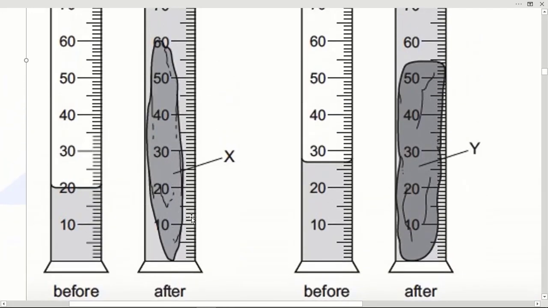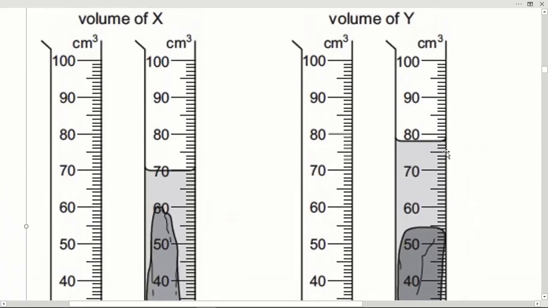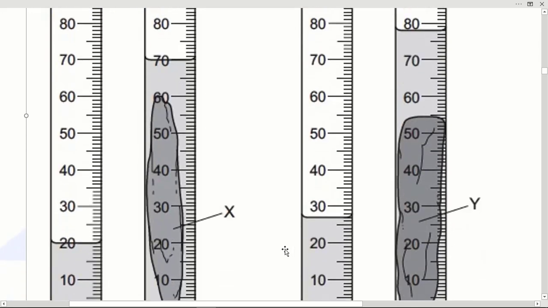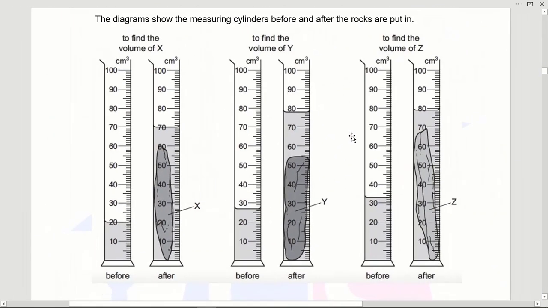The same thing applies here. If you see the reading here, what is the reading? 20, 25, 26, 27. So the reading here is 27. And what's the reading here? 75, 76, 77, 78. So you have to subtract 27 from 78 and then you'll get the answer for this one. Now they have told you all these things. Now you see the third one.